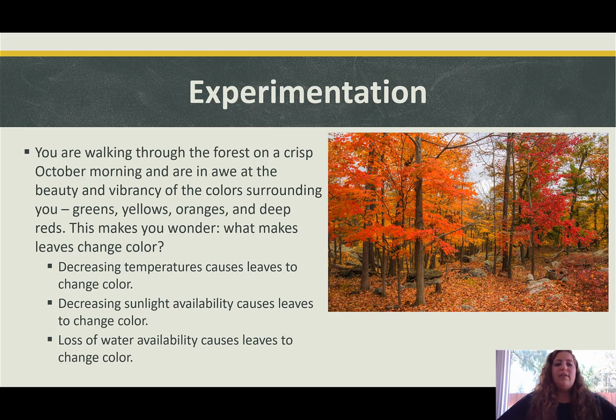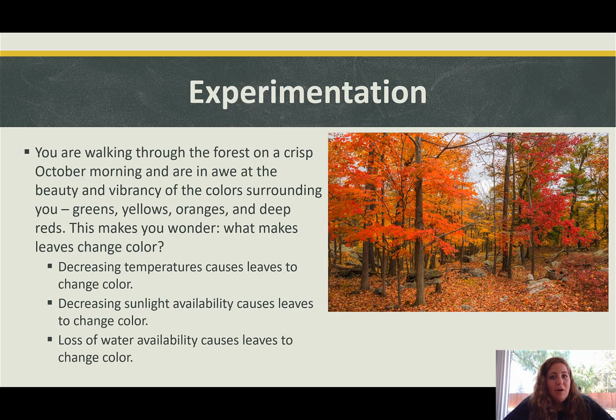So maybe one person says, decreasing temperatures cause leaves to change color. Somebody else says, decreasing sunlight availability causes them to change color. And a third person says, losing water makes them change color. All of these are possible hypotheses.